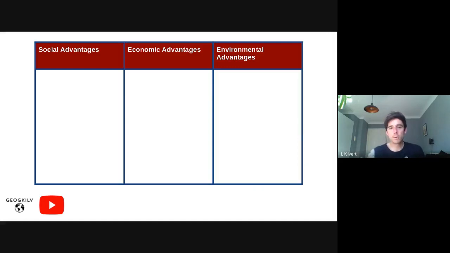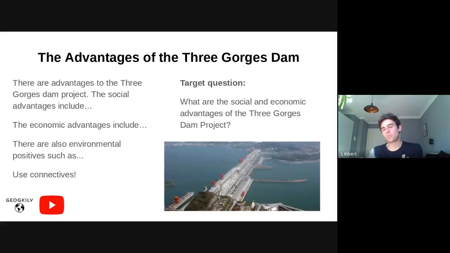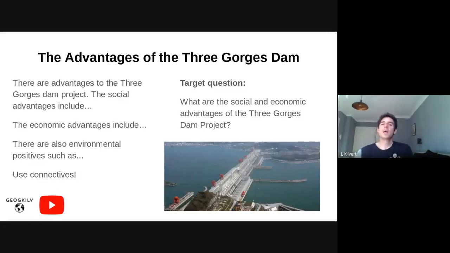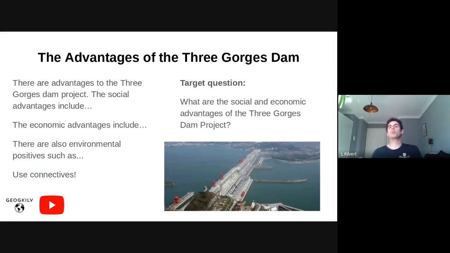Okay, hopefully you've had an opportunity to be able to fill the information into your table. So what we're going to do now then is we're going to have a look at our target question. Now, our target question says, what are the social and economic advantages of the Three Gorges Dam project? I should probably add environmental into that as well, wouldn't I? Otherwise, we're ignoring one of the strands on our tables.